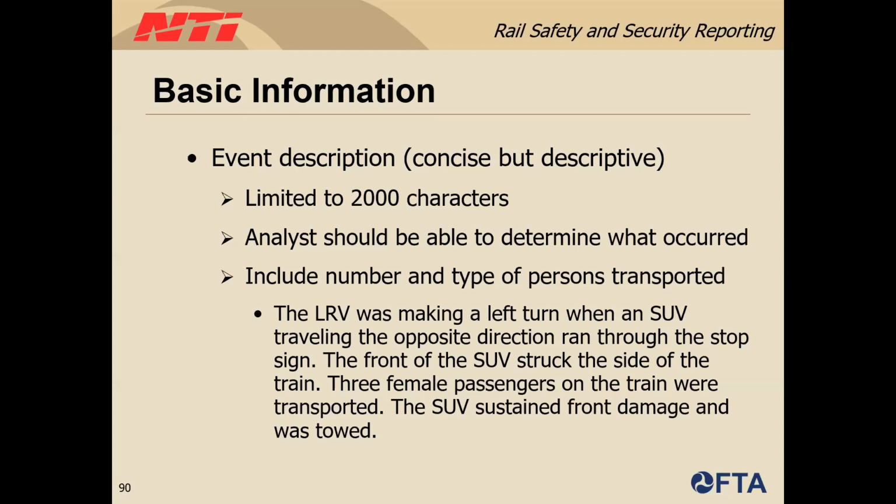The description should be concise but descriptive so that the analyst can understand what occurred, how it occurred, and it should include the number and type of injuries or fatalities and if any vehicle was towed. It's also quite helpful if you include information about the damage to the train and the other vehicle.